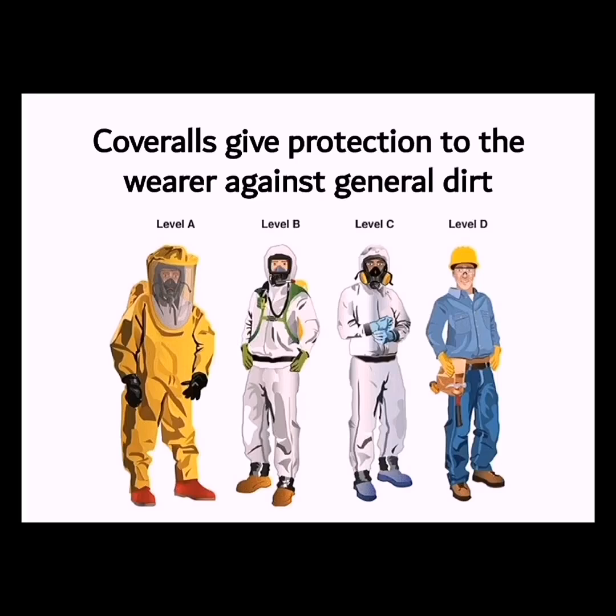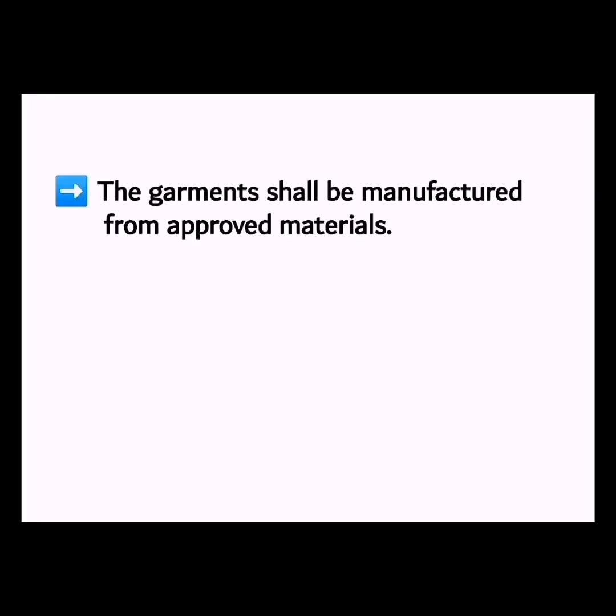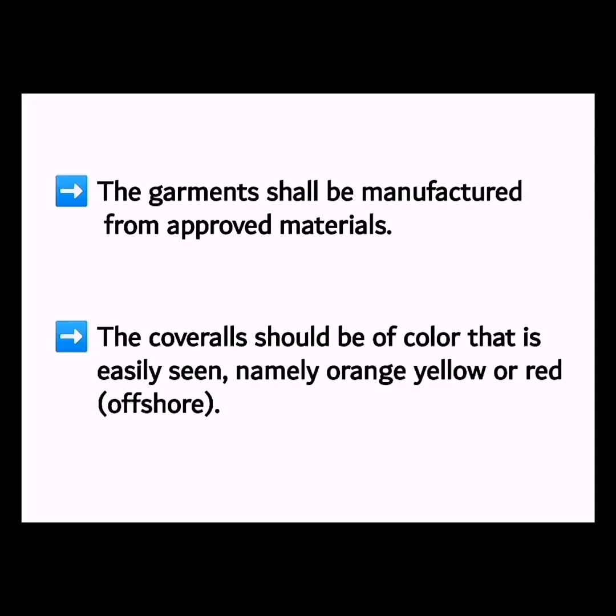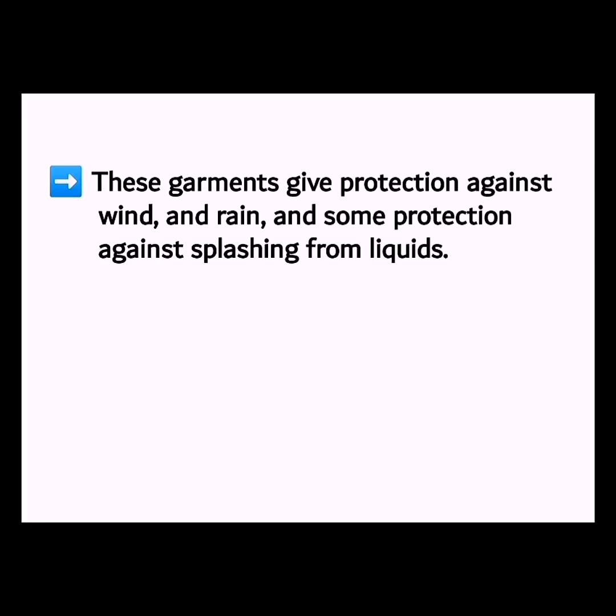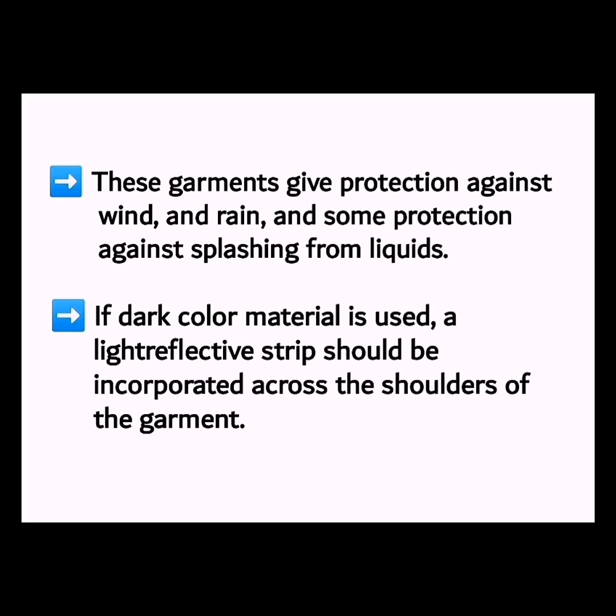Body protection. Coveralls give protection to the wearer against general dirt. The garments shall be manufactured from approved materials. The coveralls should be of a color that is easily seen, namely orange, yellow, or red offshore. These garments give protection against wind, rain, and some protection against splashing from liquids. If dark color material is used, a light reflective strip should be incorporated across the shoulders of the garment.